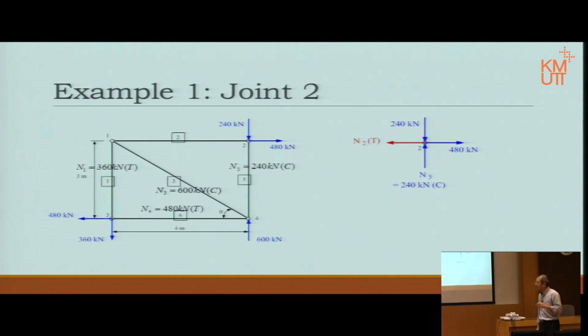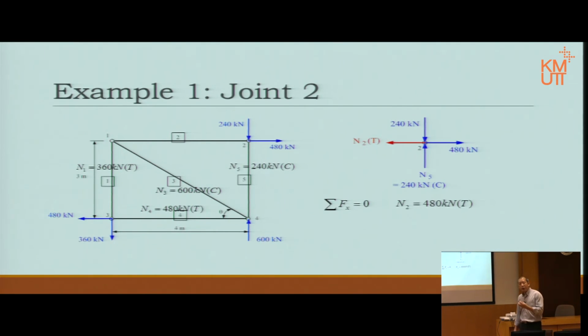Then N2, well, since there are only 2 forces horizontally, 480 going to your right hand side, N2 should go to your left hand side. If it goes that way, it is tension. So the picture is drawn this way. Then sigma Fx, of course, will give you immediately N2 positive, therefore tension again. Now we haven't done sigma Fy yet. In fact, we haven't done joint 1 at all.